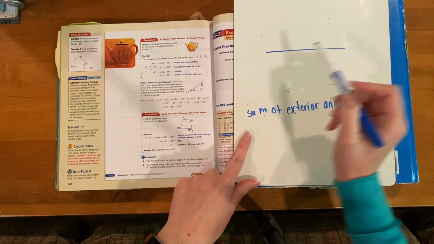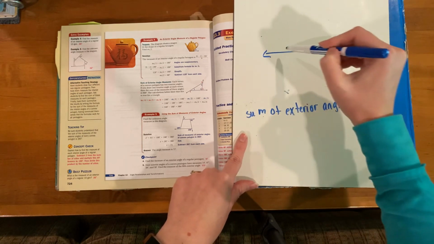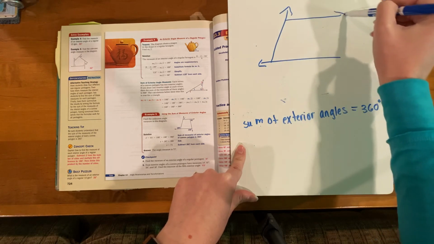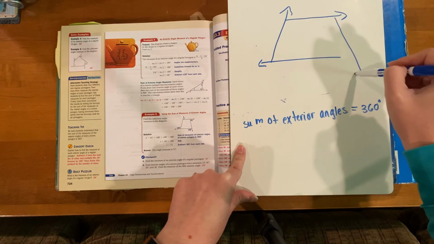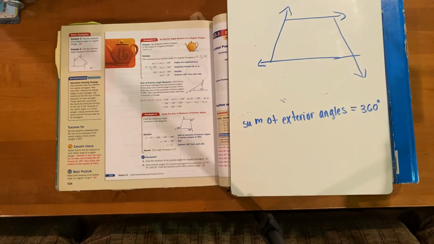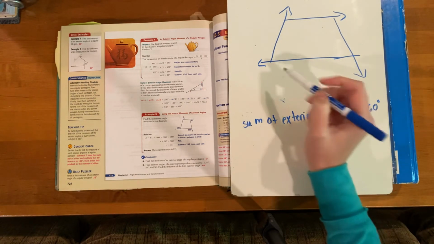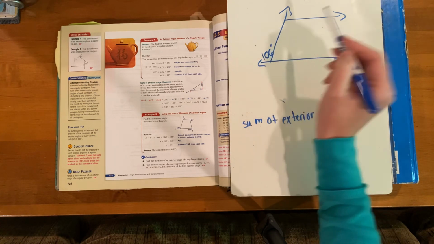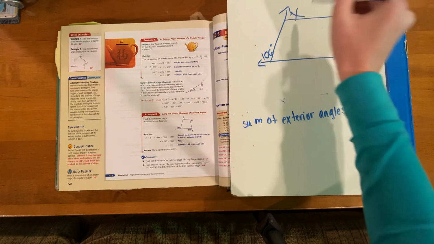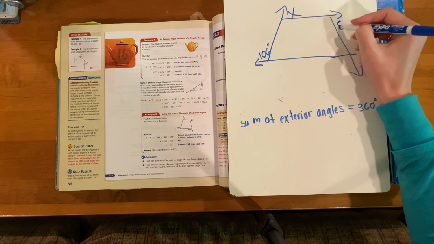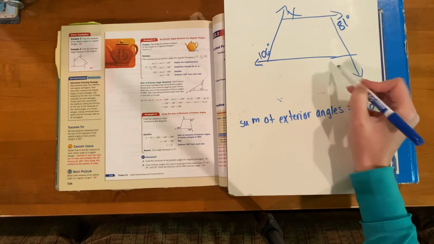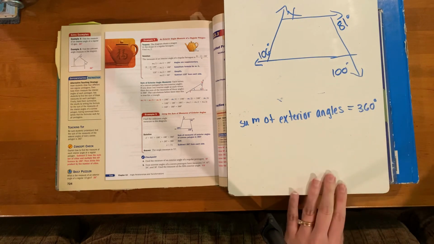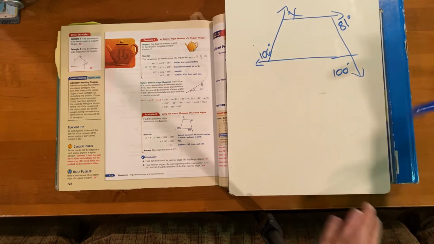So you have this fun little figure that looks a little something like that. And they tell you this angle is 106. This angle is a big X. This angle is 81 degrees. This angle is 100 degrees. And they want to know what is X.